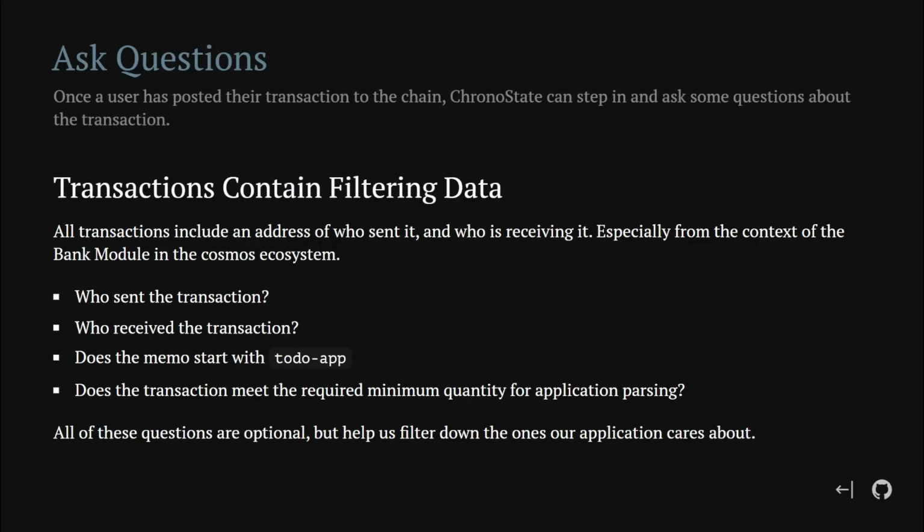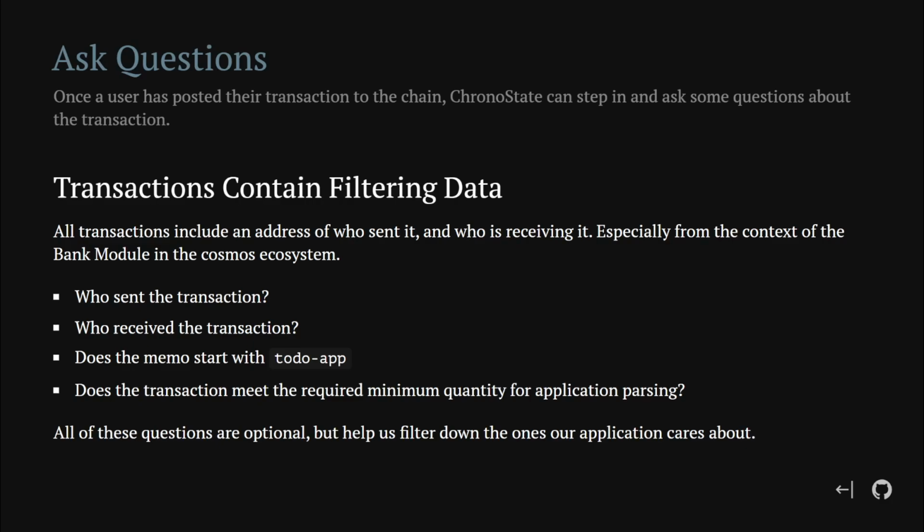Once a user has posted this transaction to the chain, ChronoState can step in and ask some questions about the transaction before it digests it. Or effectively the user or developer can look at this application and be like, is this what I want? Do I want to actually handle this message? Does this message belong to me? Do I care to decipher this any further? So transactions contain filtering data for us to look through this information.